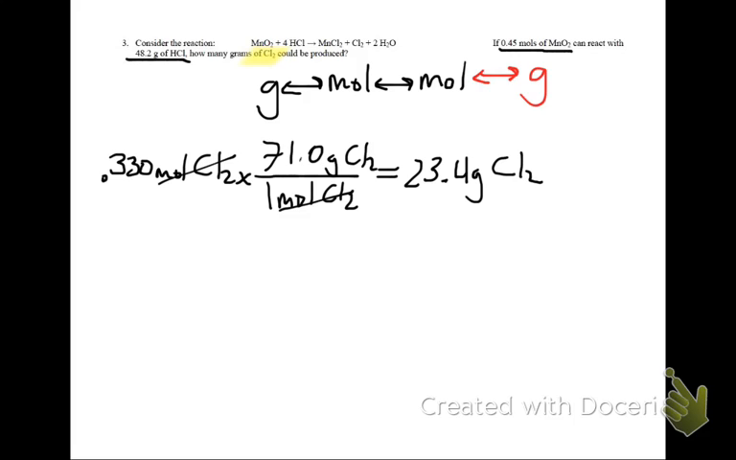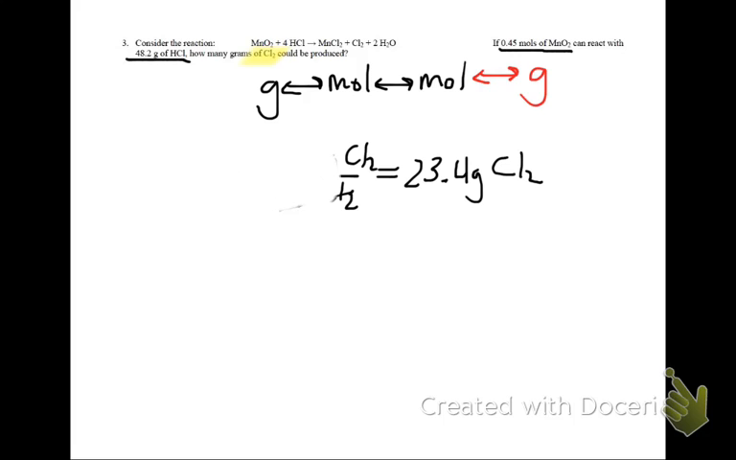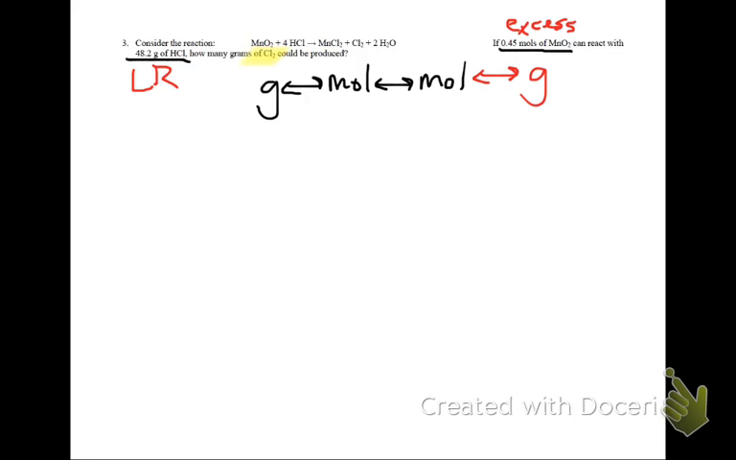Alright, and once again, even though the question doesn't ask us to, let's go ahead and figure out how many grams of excess we will have. So we know that HCl was our limiting reagent. Oops. And manganese dioxide was our excess. So let's see how much manganese dioxide we would have left over at the end of this reaction.